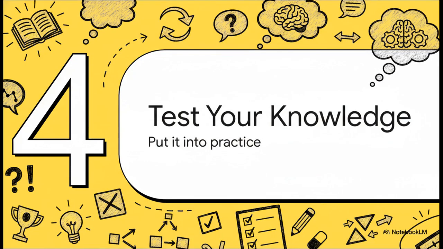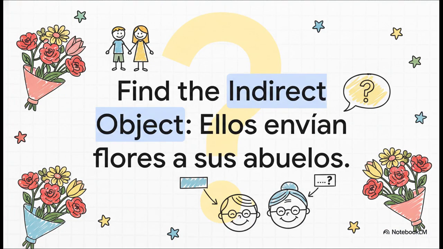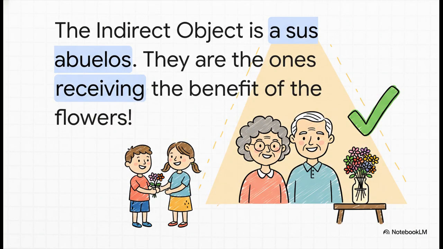Okay, enough theory. You know the rules, now it's time to actually use them. That's how this stuff really sticks. So let's do a couple of quick practice questions to lock it all in. You ready for this? All right, first one up. The sentence is, ellos envían flores a sus abuelos. So they're sending flowers. The question is, to whom are they sending them? Just ask yourself that one simple question. And the answer is, a sus abuelos, to their grandparents. If you got that, nice job. They're the ones getting the flowers, so they're our indirect object.